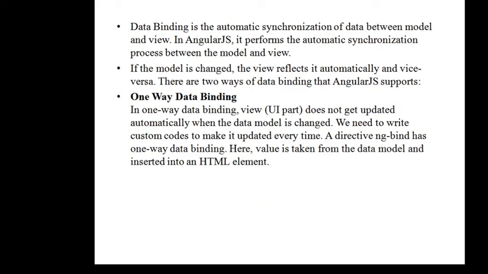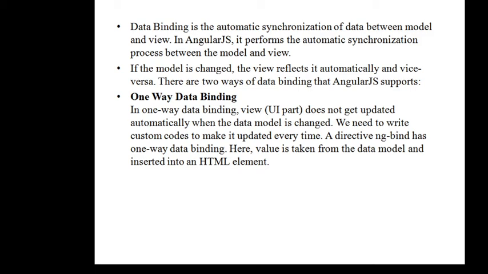Data binding is the automatic synchronization of data between model and view. In AngularJS, it performs the automatic synchronization between the model and the views. If the model is changed, the view reflects it automatically and vice versa. There are two types of data binding that AngularJS supports. One-way data binding: the user interface does not get updated automatically when the data model is changed. We need to write custom code to make it update every time.